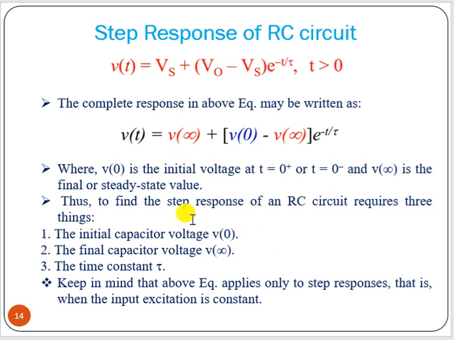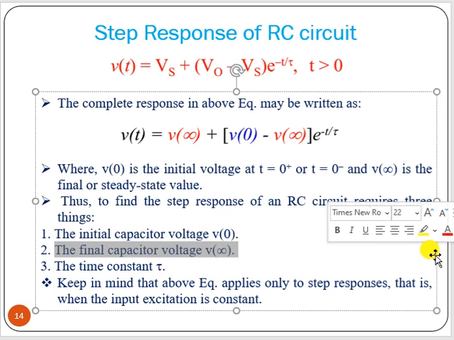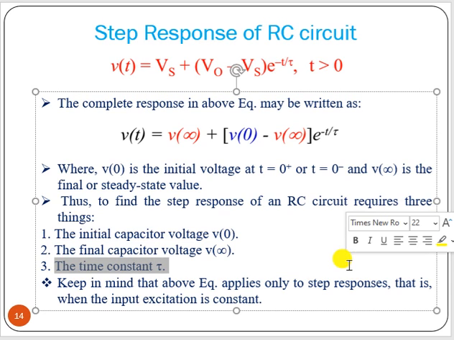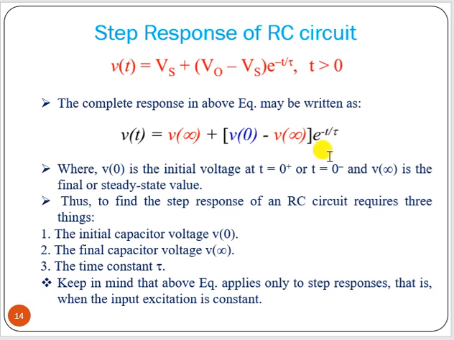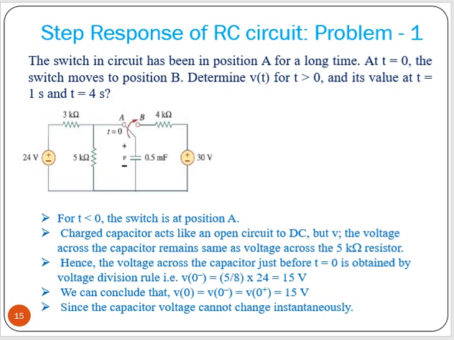So to solve any step response of an RC circuit requires three things. First we have to find out the initial capacitor voltage, then the final capacitor voltage, and the time constant tau. Then we can apply this equation. We have to put in the values, and we will get the step response. Let us solve one problem.